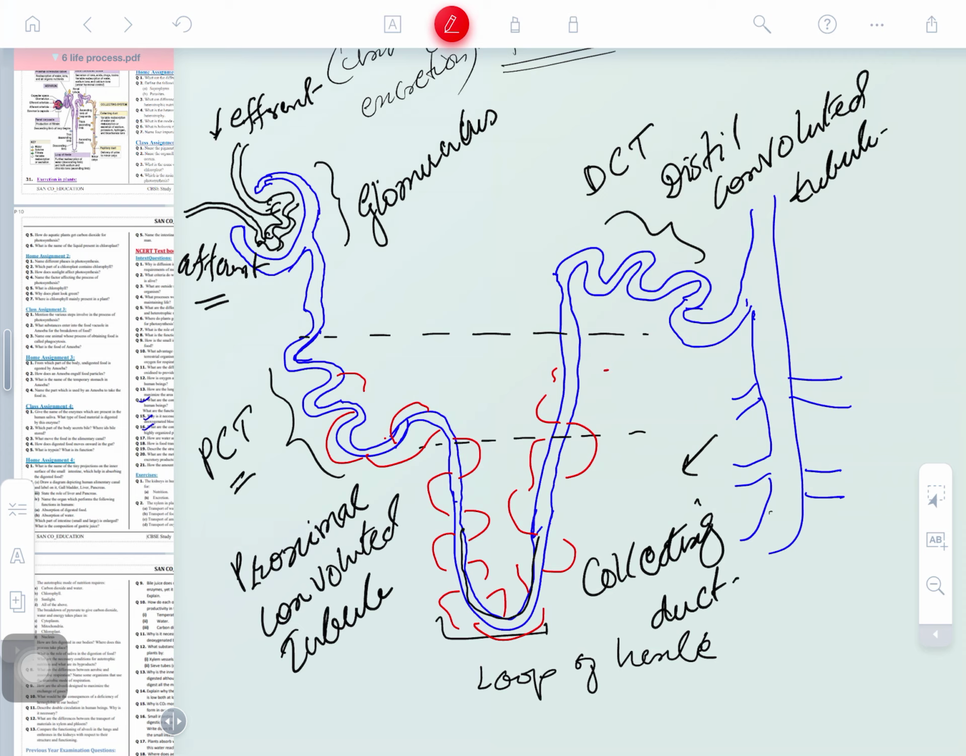So I would say you do not need to draw here the arteries and veins which are embedded on the nephronic structure. Is that clear? So this is a very simple way to draw a nephron. Is that clear? An average student can easily draw it.